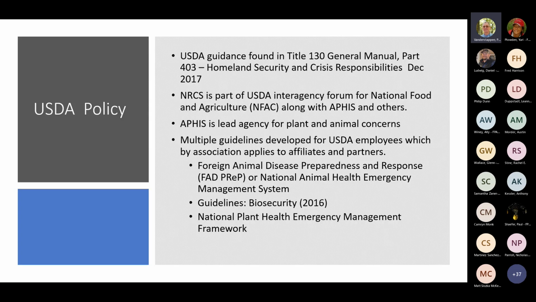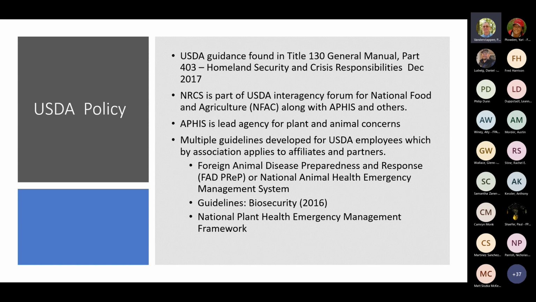So where does this all come from? It comes from a USDA policy. The guidance, amazingly, is in Title 130, General Manual, Part 403, Homeland Security and Crisis Responsibilities. So you never think about biosecurity as being part of Homeland Security, but it's part of our national Homeland Security to protect our production of food, fiber, and agriculture. So it really stems from that whole concept of needing to maintain our base of animal production and food production. So it comes out of Homeland Security.